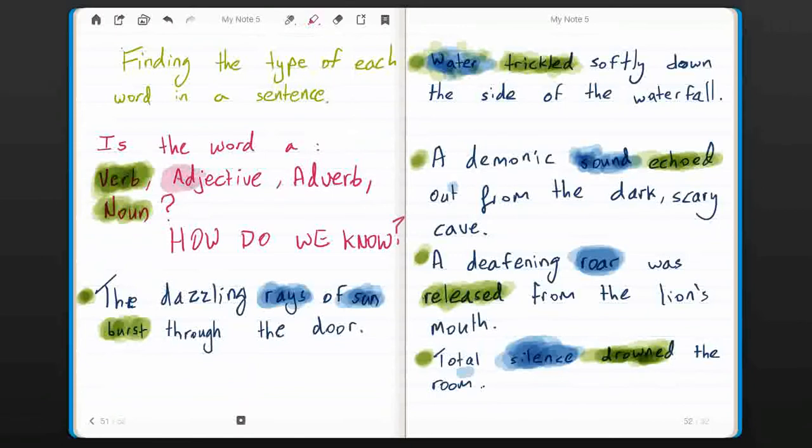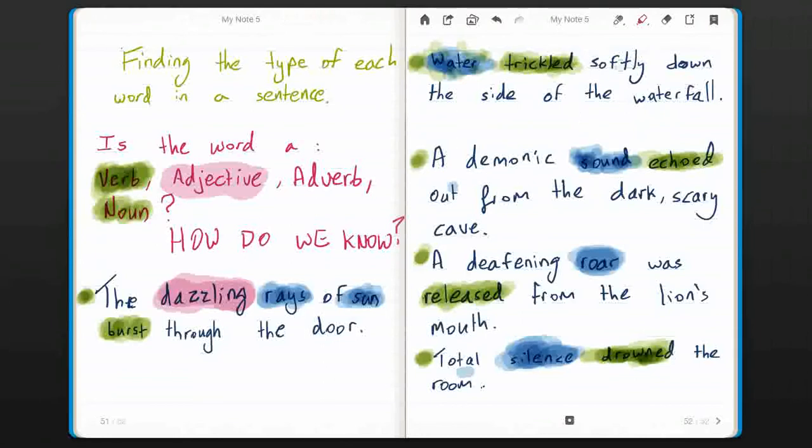Let's look at adjectives next. Adjectives are very important. They make our sentences more interesting, they add detail to it. Here we have our first adjective, it's dazzling. We know that's the adjective because it's describing how the sun is. It's a dazzling sun because it's so bright. The water trickled softly down the side of the waterfall. This one doesn't actually have an adjective, but it does have an adverb, which is describing how it moved. But we'll go over that later. This one does. It's demonic, which means evil. So it was an evil sound.